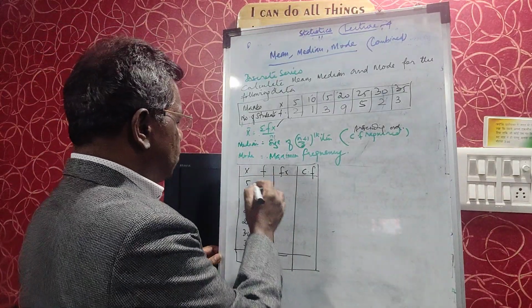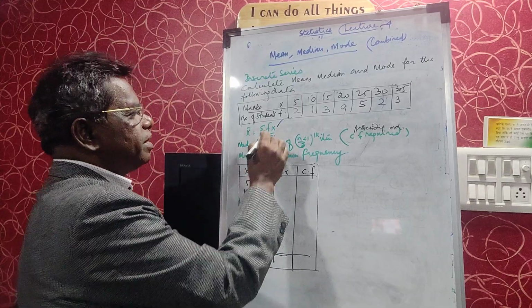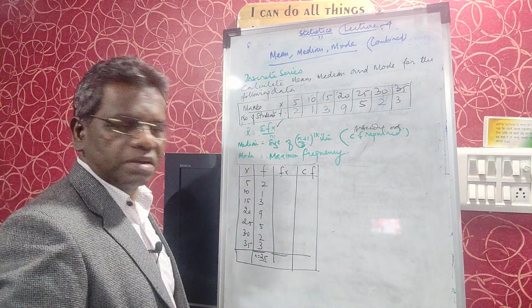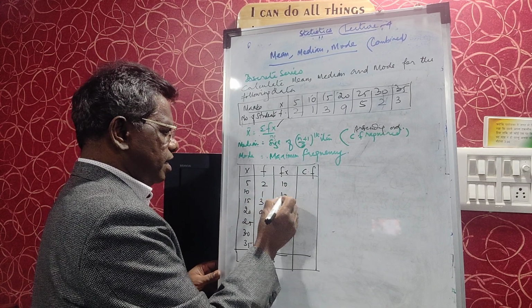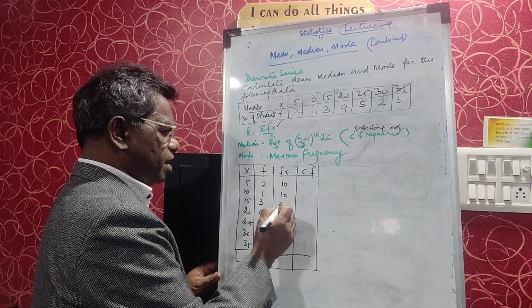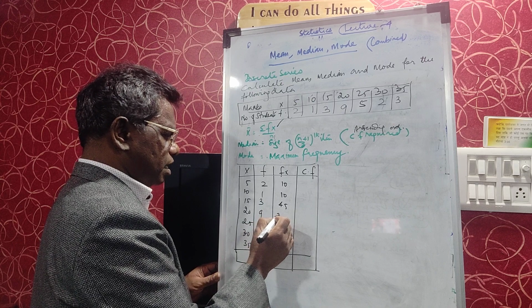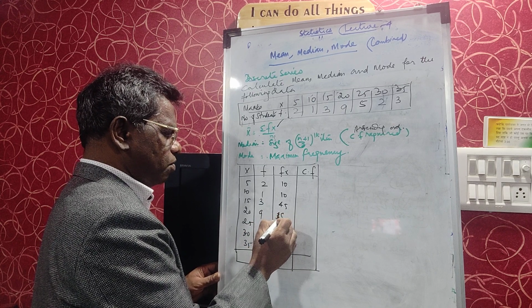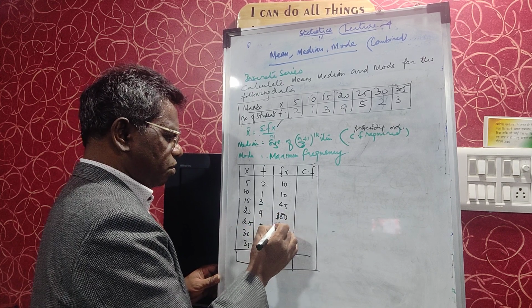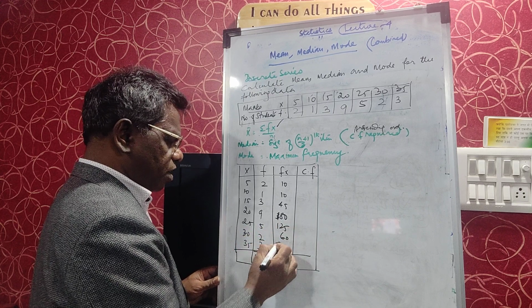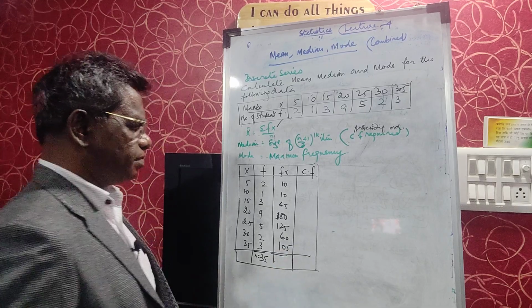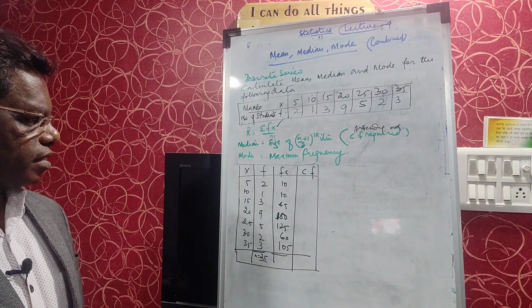Now fx. Why do you want fx? Because we need it for the arithmetic mean. So 2 into 5, 10. 1 into 10, 10. 3 into 15, 45. 9 into 40, 180. 5 into 25, 125. 2 into 30, 60. 3 into 35, 105. So this is fx.